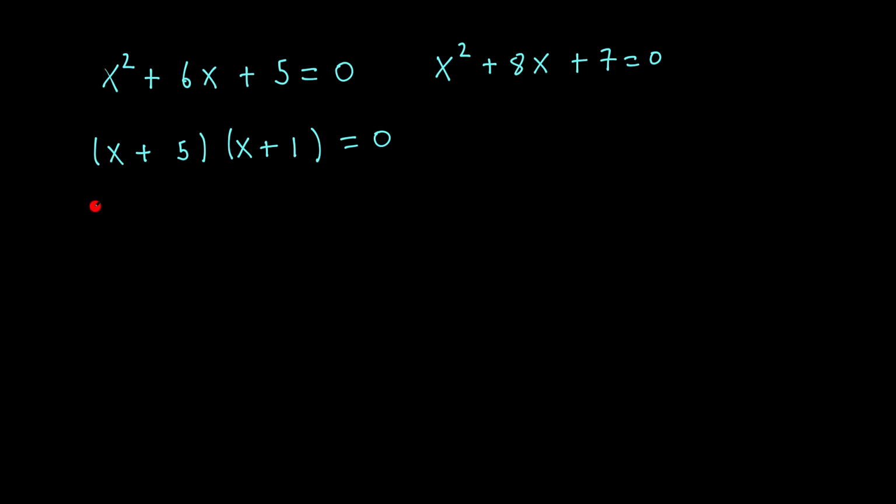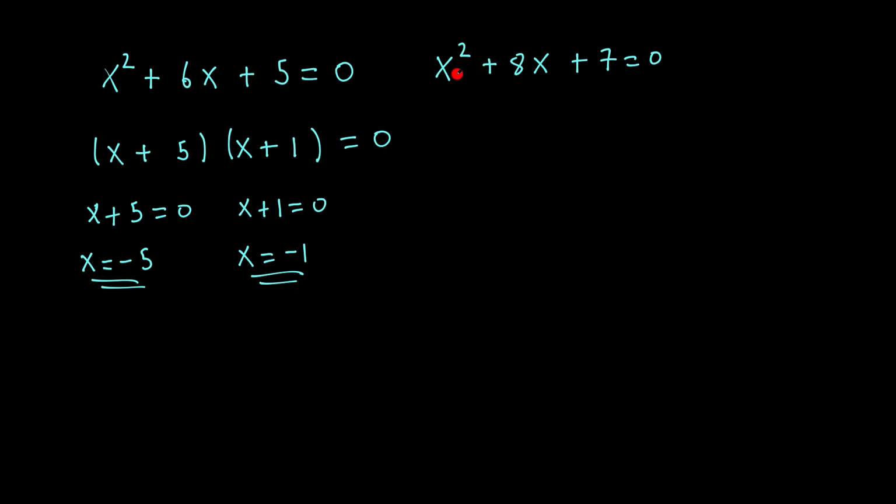Now once again, two possibilities, either x plus 5 is equal to 0. If that is the case, then x is equal to minus 5. And if x plus 1 is equal to 0, then that means x is equal to minus 1. So that will be my solution for this one.